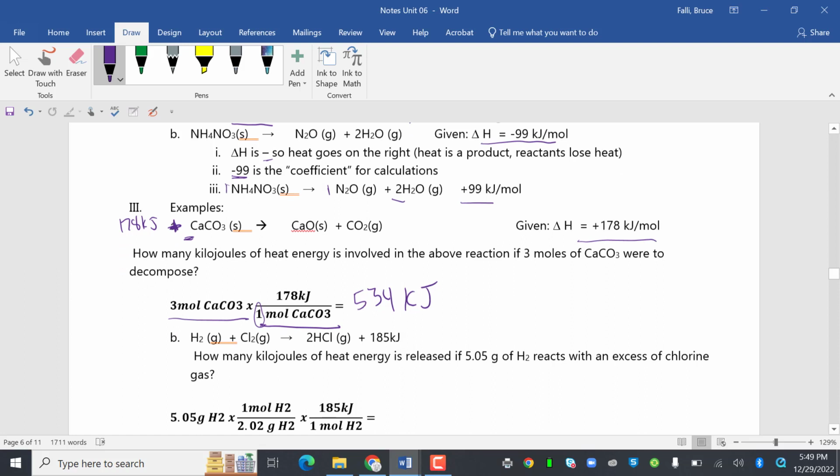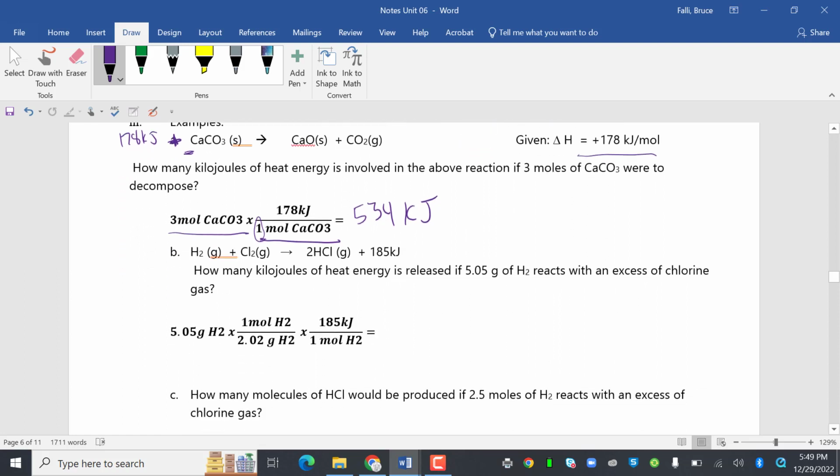Okay. Now let's take a look at hydrogen plus chlorine makes 2HCl. So there's a balanced equation, and it says plus 185 kilojoules. So just treat that like a regular coefficient. How many kilojoules of heat energy is released if 5.05 grams of hydrogen gas reacts with excess chlorine? Whenever it says excess, you don't worry about it. If I told you I have excess Ticonderoga pencils, that means I don't need any more. I have all that I need. So you can always just ignore it when it says excess of chlorine.